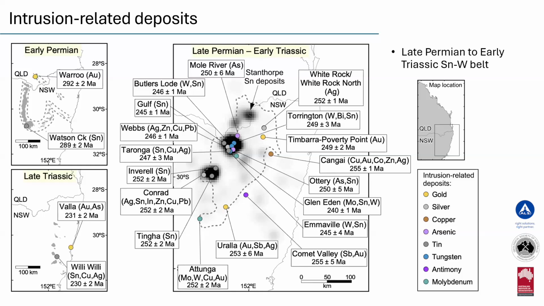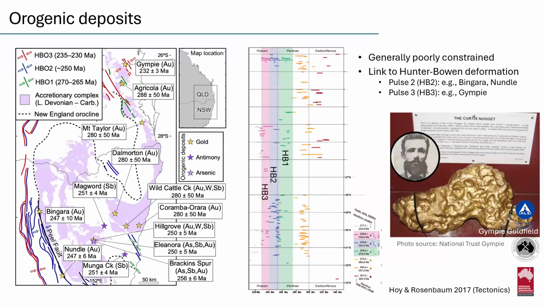You can see the shape of the arc here in the dashed line. So that is the contemporaneous arc. And if I put the heat maps, this one is for tin occurrence, we can see a perfect match with the Stanthorpe here as well as the continuation of that. So that was the intrusion-related deposits, and finally the orogenic deposits.